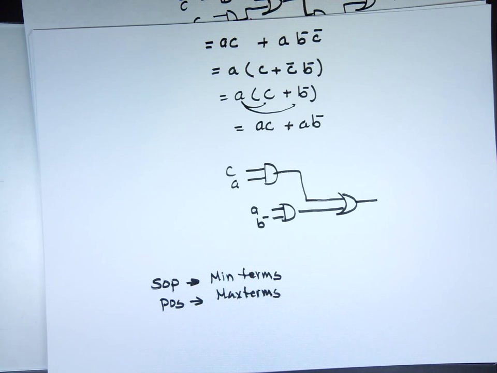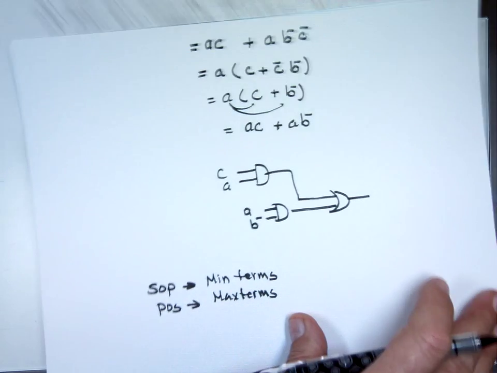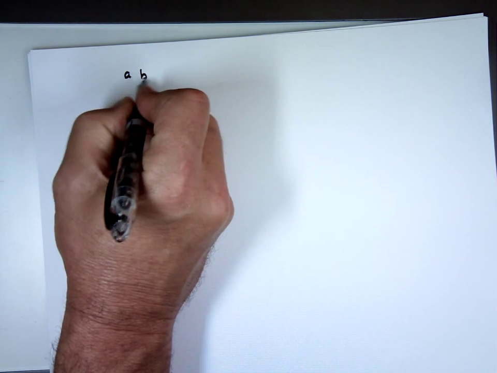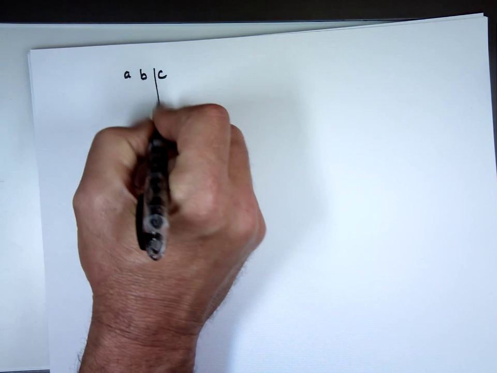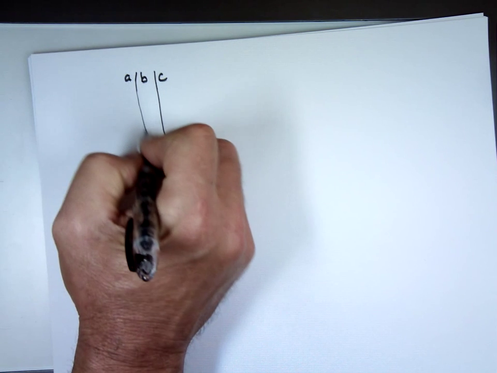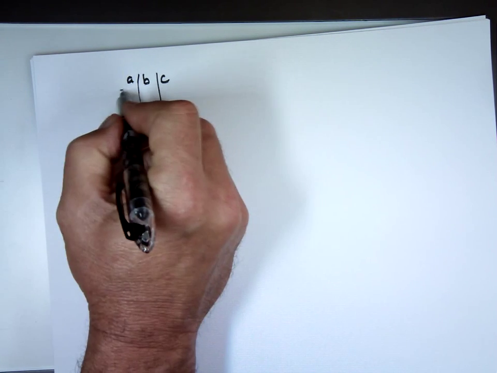Yep, we've got time for one more. Let me change the look of the question now. Let's say I have a function that has three inputs, A, B, and C, and it has one output, F, we'll call it.